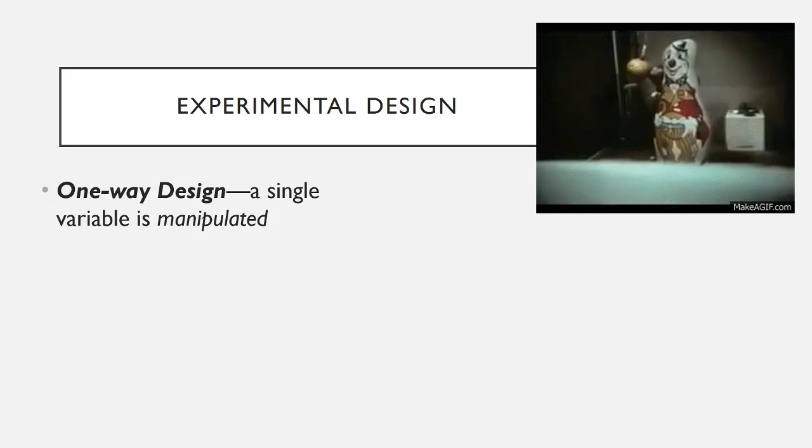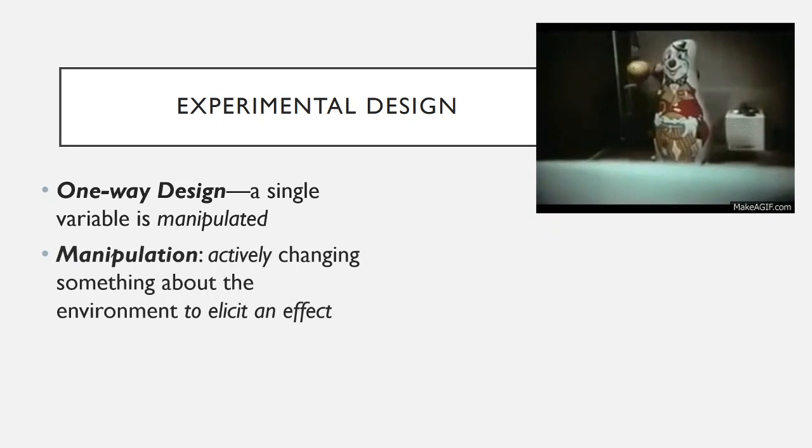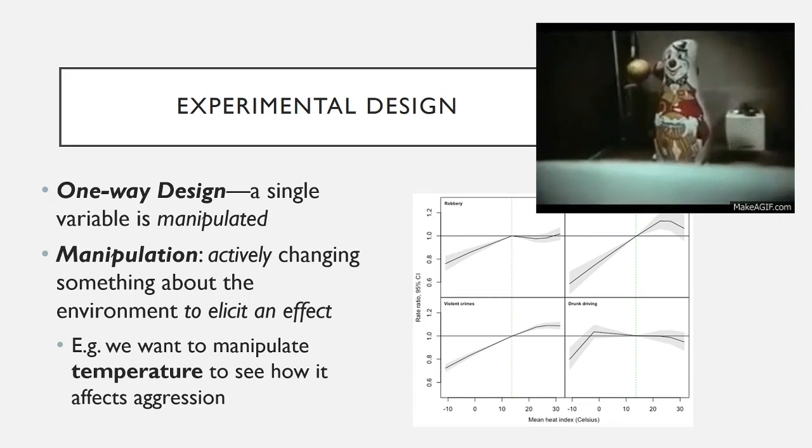So a simple experiment could also be termed a one-way design. A one-way experimental design is where only a single variable is manipulated, meaning there's only one independent variable. Again, this process of manipulation is the researcher actively changing something about the environment, namely the IV, to try and elicit an effect, or to try to see some change in the DV. So I'm going to go through a few hypothetical examples in this lecture.